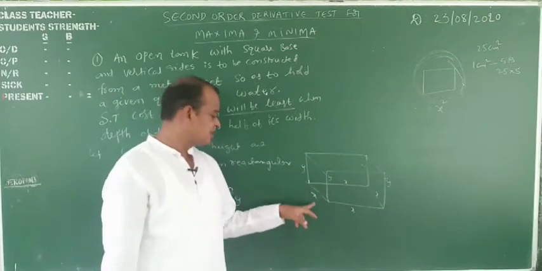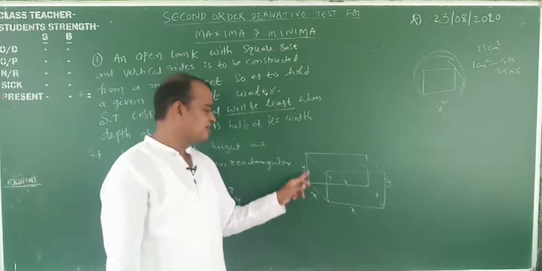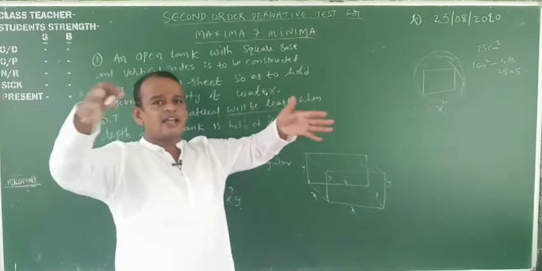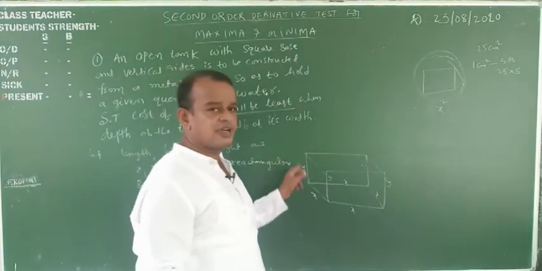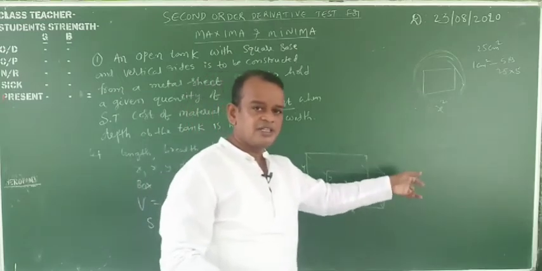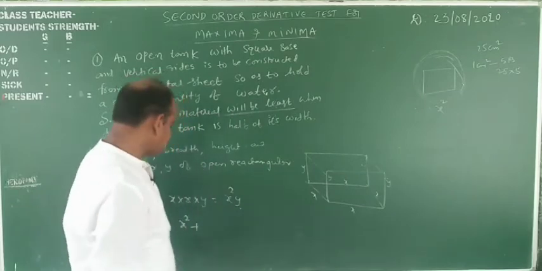Remaining 4 sides. Length is x, breadth is y, height is y. Area is xy. Tank means they have 4 sides. Every side is length x, height y. Area is x into y, x into y, x into y, x into y. How many sides are there? 4 sides, that is 4xy.